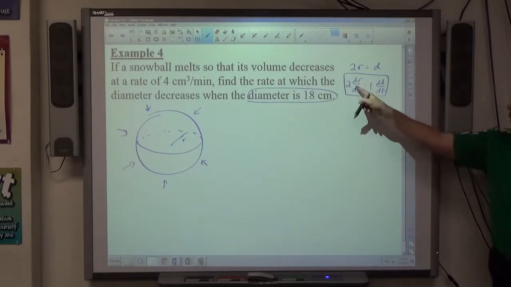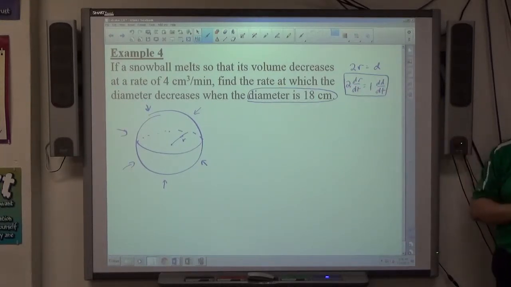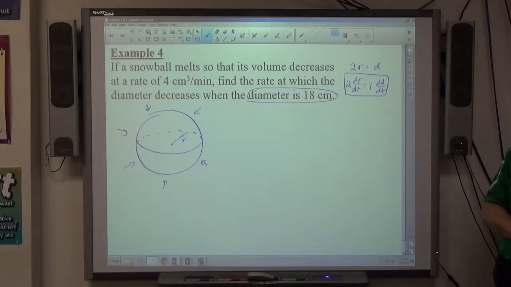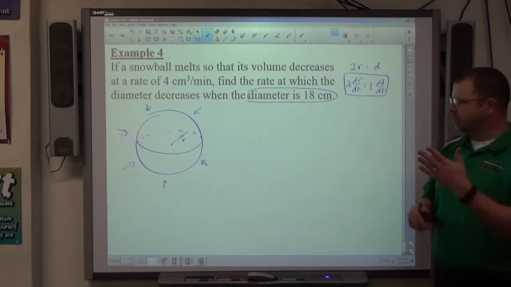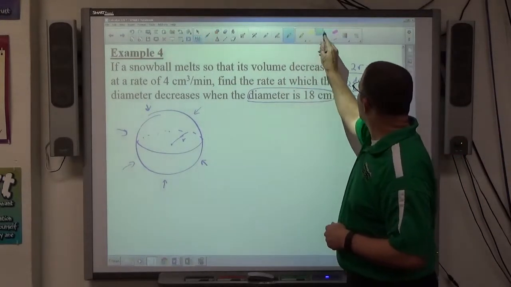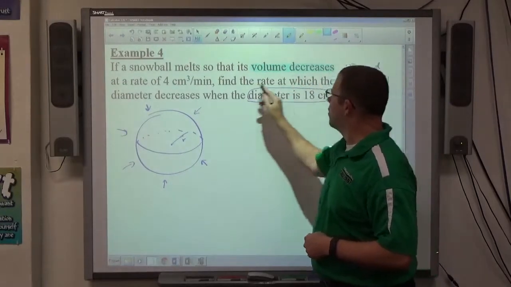That's a true fact of r and d. So if I can find out what dr over dt is, I simply have to double it to get dd over dt. That's what I'm looking for. But again, for the sake of this problem, it's much easier to work with a radius than a diameter because that's what my volume formula for a sphere uses. And what I need is something that relates the dimensions in this problem. And they tell me the volume decreases at a rate of 4 cubic centimeters per minute.